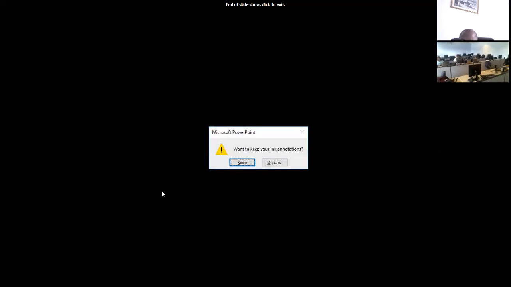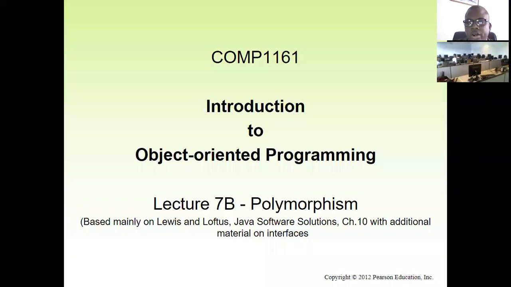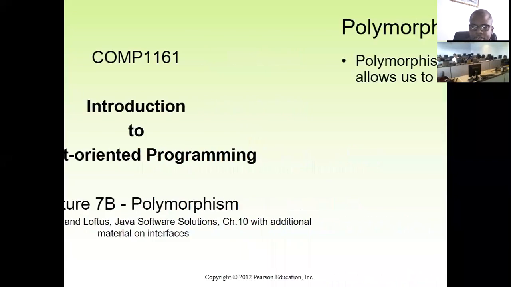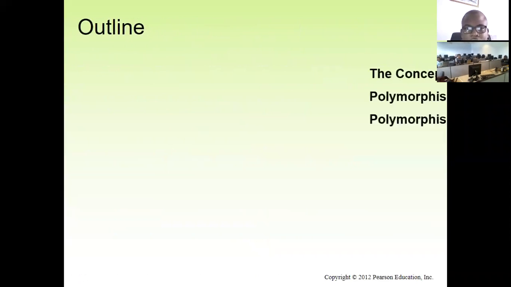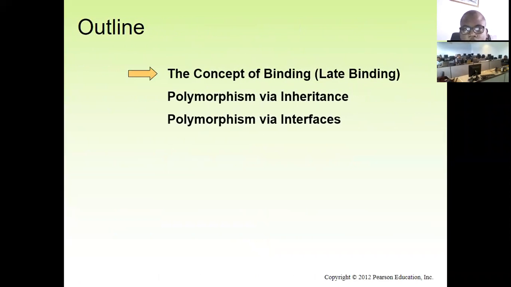All right. So that's about what we will cover for abstract classes and interfaces. And we will move on. All right. So now we're going to be talking a little bit about polymorphism. And polymorphism is really an object-oriented concept that allows us to create versatile software design. It's quite interesting, and we're going to be revisiting the previous example to see what makes polymorphism such an interesting and important topic in OOP.